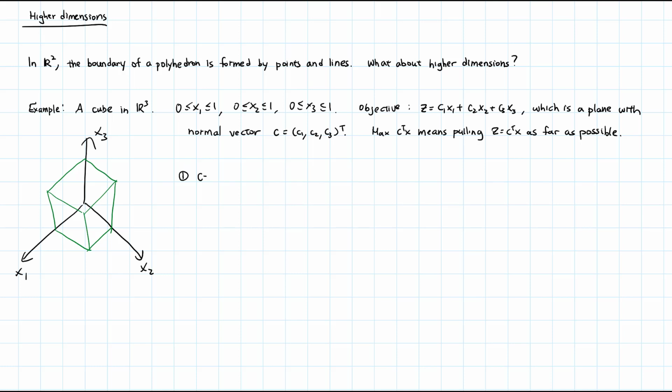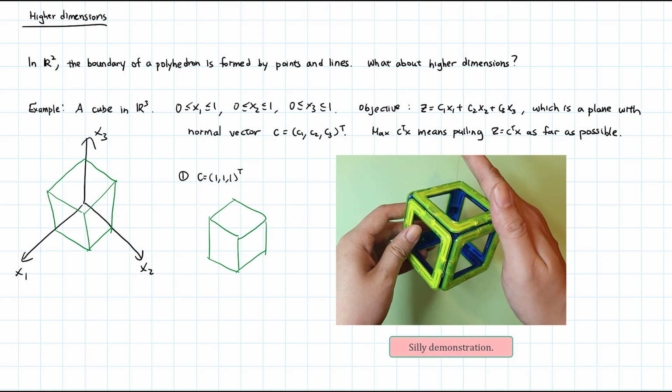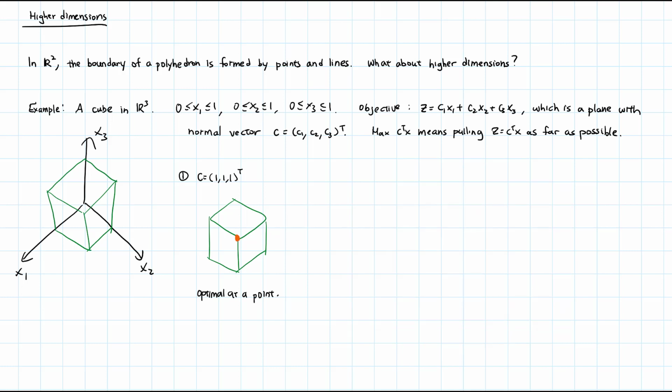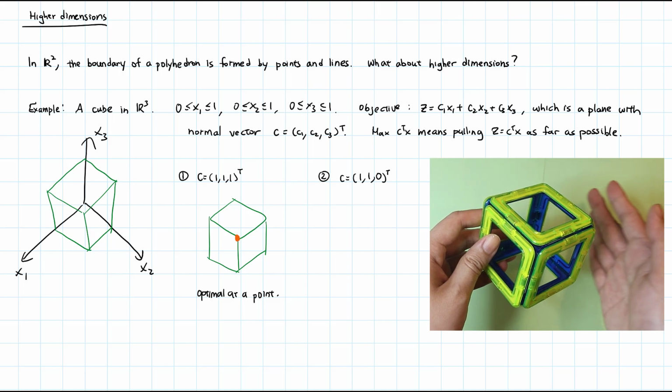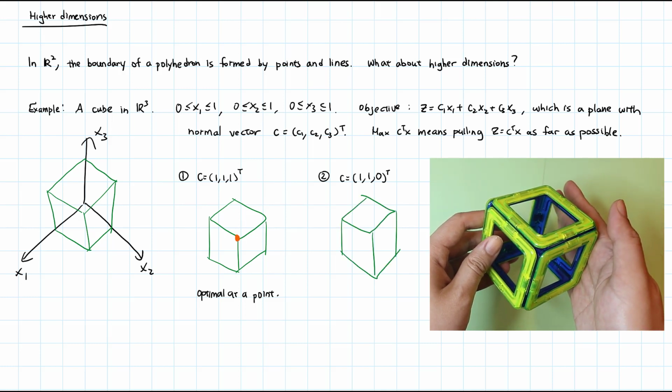We might have c equals to (1, 1, 1), where we pull the plane in all three axes, and this will end with a point, which is going to be (1, 1, 1). If we have the objective (1, 1, 0), we are pulling the plane in the direction of x1 and x2, and we will end with a line. So the optimal solution would be a line segment from (1, 1, 0) to (1, 1, 1).